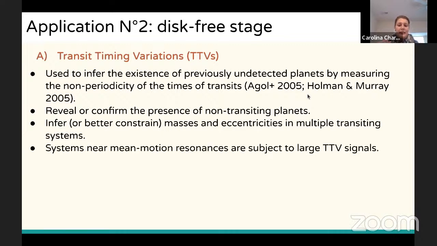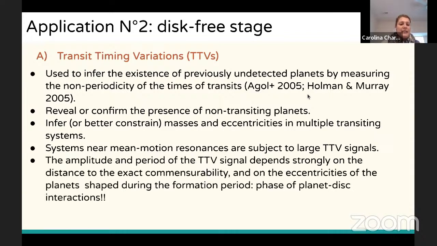And this effect is enhanced when we have mean motion resonances in the system. And the important part is that the amplitude of the signal of this variation depends on the distance to the resonance, and this distance is something that happens during the formation of the system. So if we understand the distance to the resonance and we can relate it to the observations, we can maybe say something of the formation of the system.